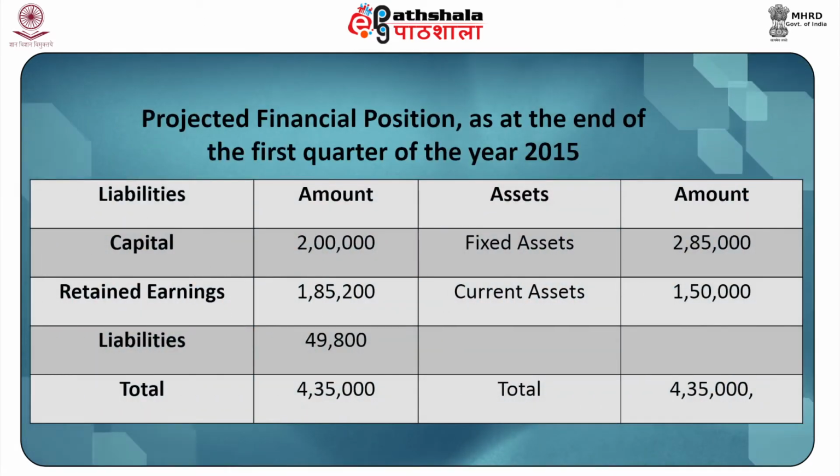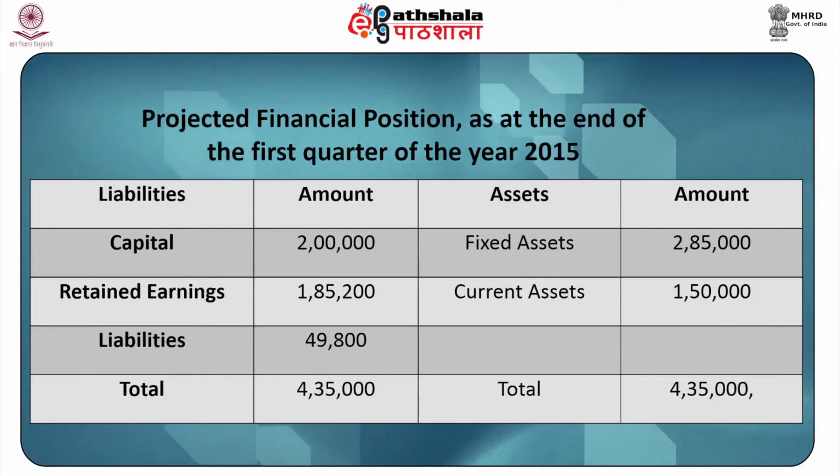Solution 2. Projected financial position as at the end of the second quarter of the year 20X5 is given in the following table. While preparing the projected balance sheet, certain assumptions are to be made, which are as follows. First, the retained earnings are not withdrawn from the business and there is no further addition of capital. Second, some of the liabilities have been paid off and some current liabilities have reduced on account of reduction in sales and level of operations.